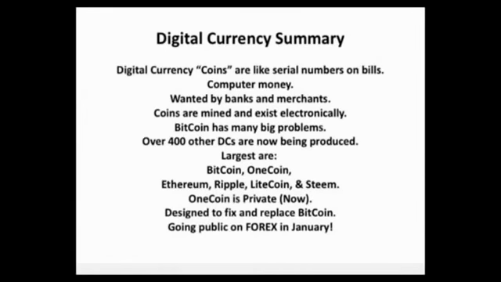So Bitcoin has many big problems, and there are about 400 other digital currencies now being produced and offered on the internet. The largest are, and we will talk about each of these, Bitcoin, OneCoin, Ethereum, Ripple, Litecoin, and Steem. Now, OneCoin is a private company, and it's been designed to fix and replace the problems with Bitcoin. And OneCoin is going to go public on the 4th of January.